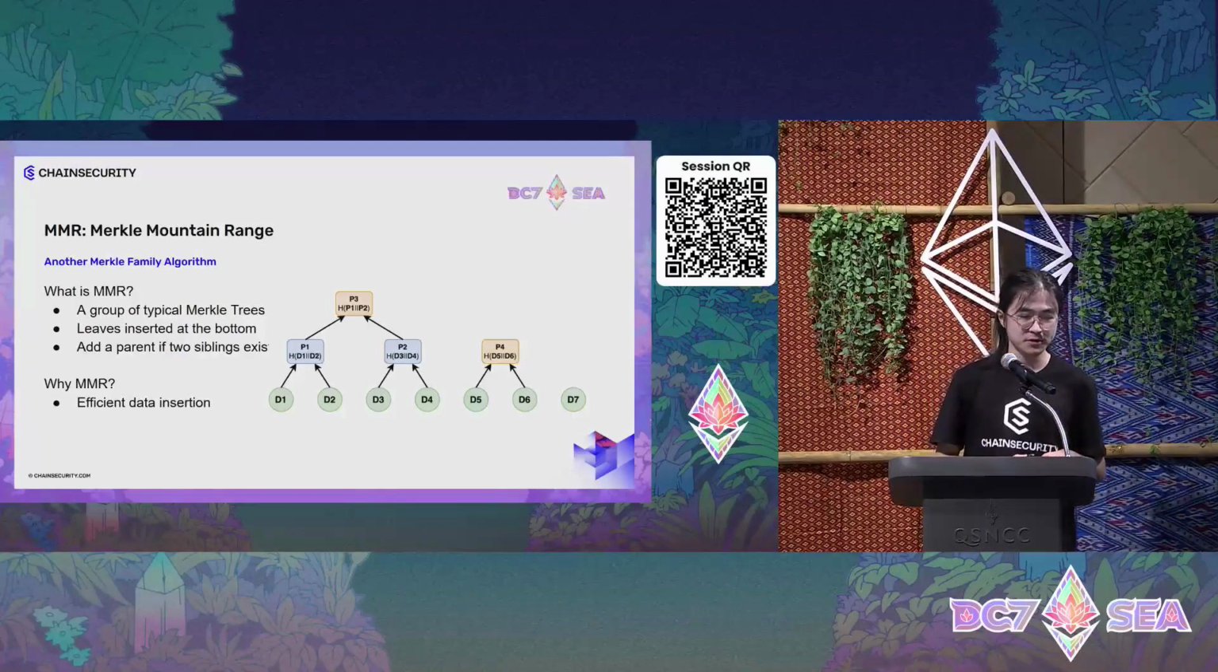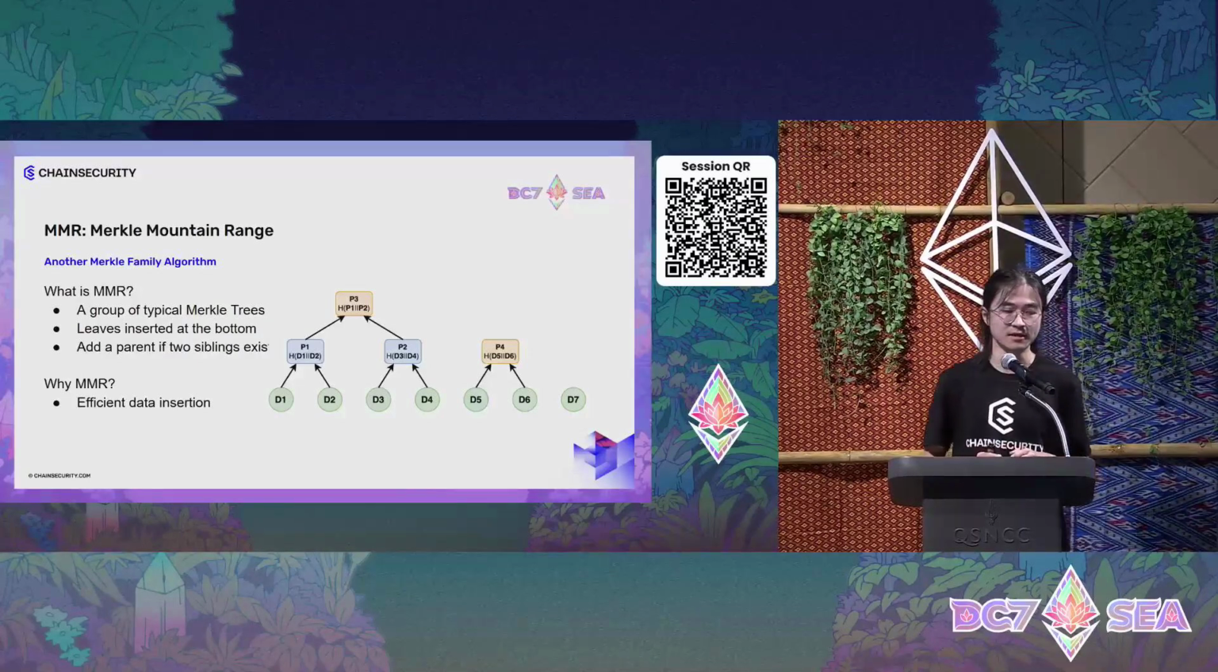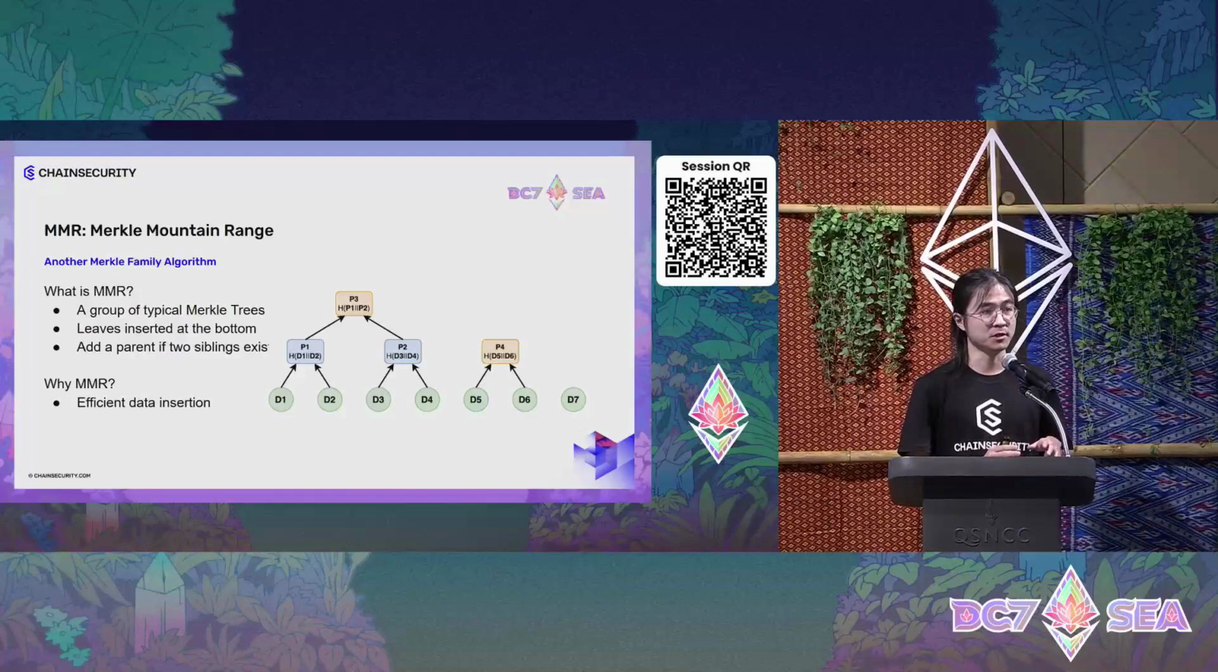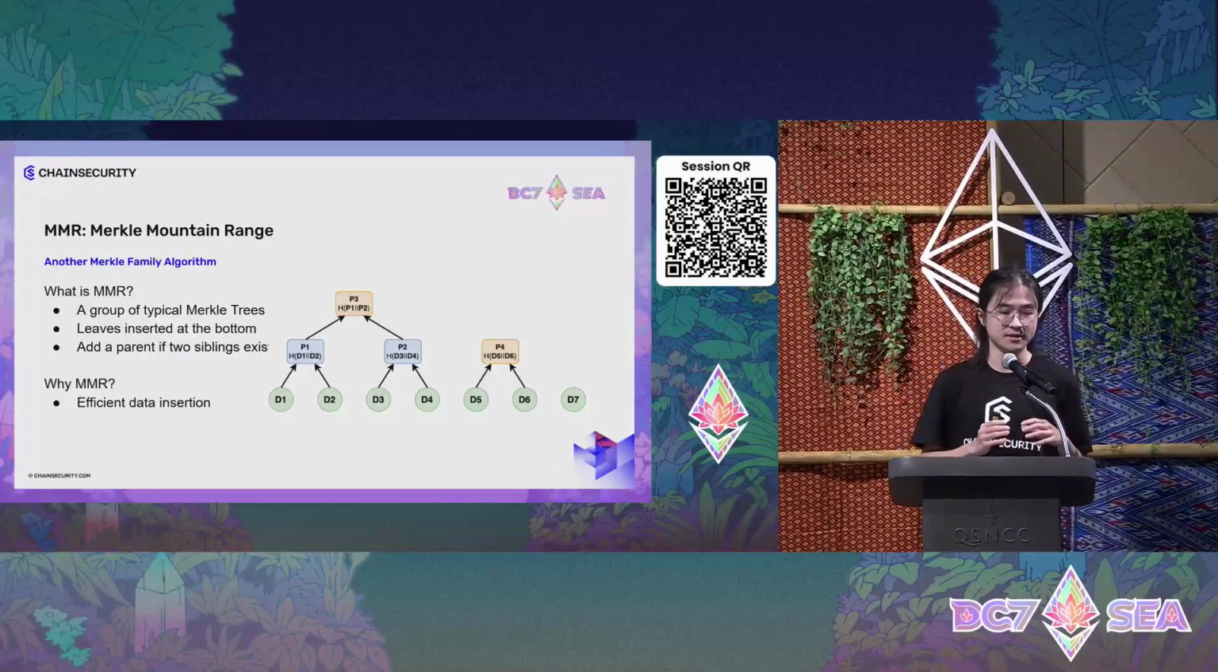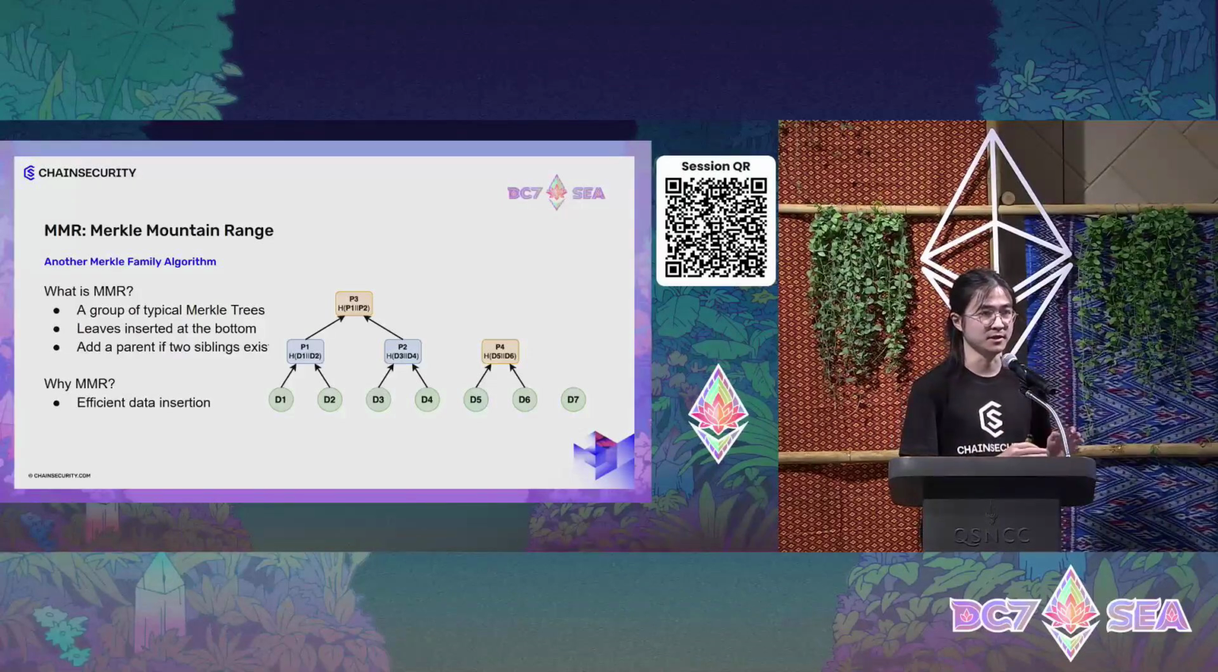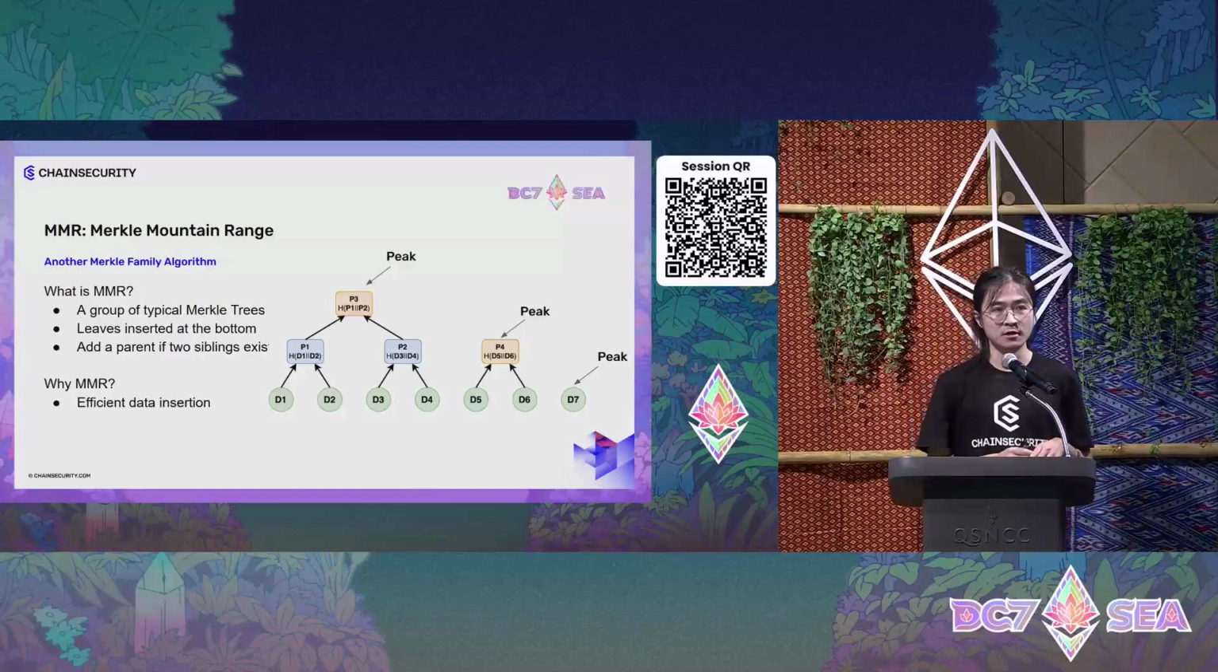So let me first introduce what a Merkle Mountain Range is. It is a very simple data structure. It's just like a group of sub-Merkle trees. You just add the data at the bottom of this Merkle Mountain Range, and once you keep adding new data, if there are two siblings, we add a parent. If there are two parents, we add another parent. You do this recursively, and eventually you will get several Merkle trees in this Merkle Mountain Range with different depths and different sizes. And we call the top node of these subtrees peaks.